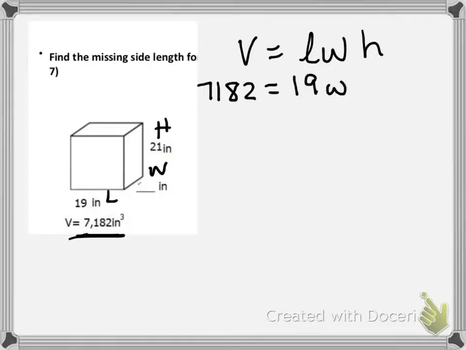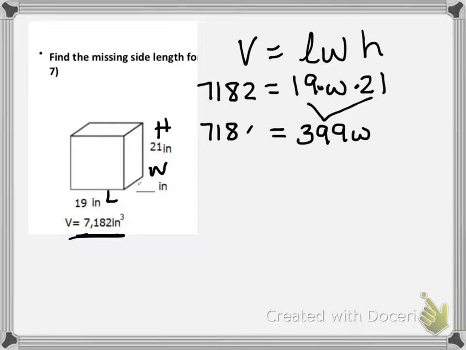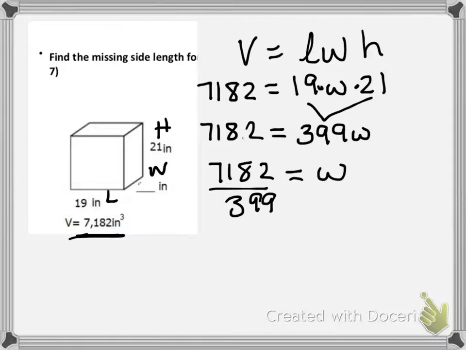We don't know the width. We know the height is 21. So I'm going to go ahead and multiply 19 and 21 together. That's going to give a product of 399. So 399 times the width will give 7,182. And to figure out what the width is, we're going to divide those two. 7,182 divided by 399. And that means our width, when we divide it, is 18 inches.